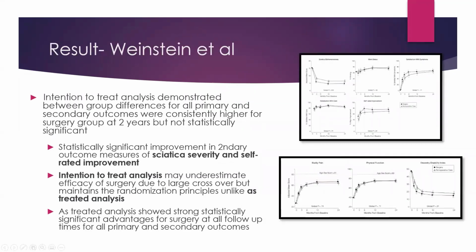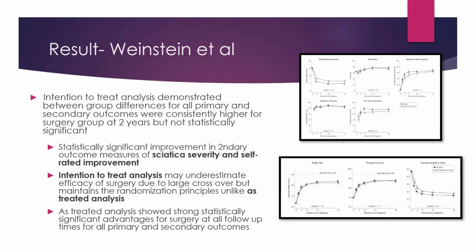So in the first paper by Weinstein et al., what they looked at was the intention to treat analysis, and in primary and secondary outcomes, which were consistently higher for the surgery group at 2 years, but not statistically significant. These outcomes included sciatica bothersomeness, work status, patient satisfaction with symptoms, self-rated improvement, physical function, as you can see in the charts there. The statistically significant improvement in secondary outcomes was sciatica severity and self-rated improvement. And this was probably the most important part of this original paper.